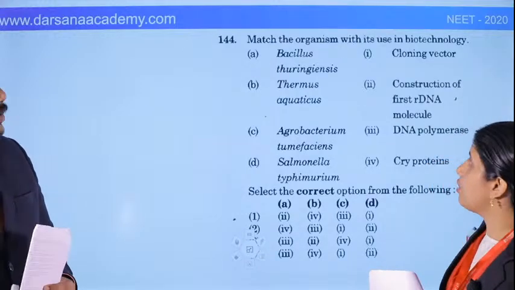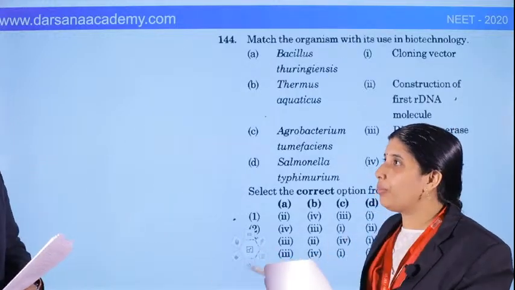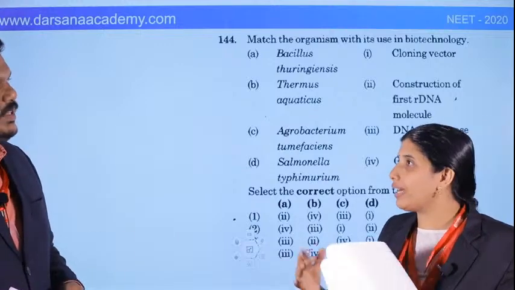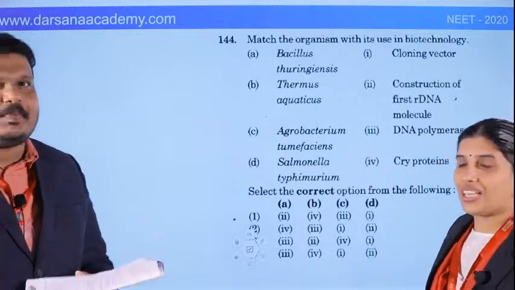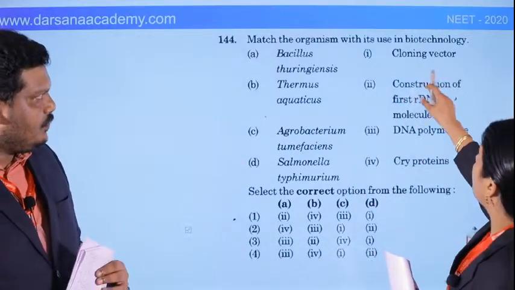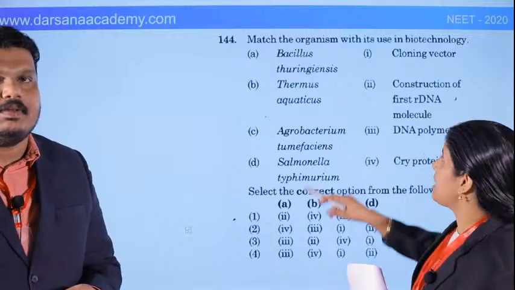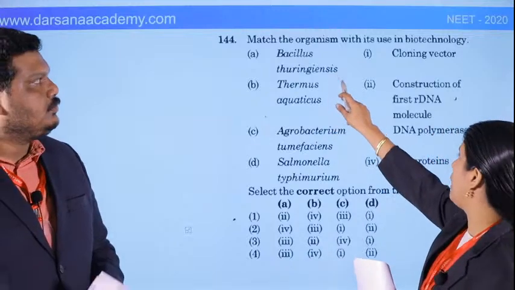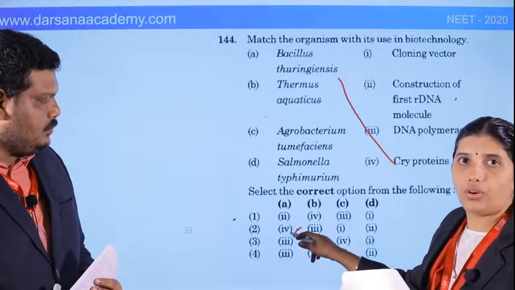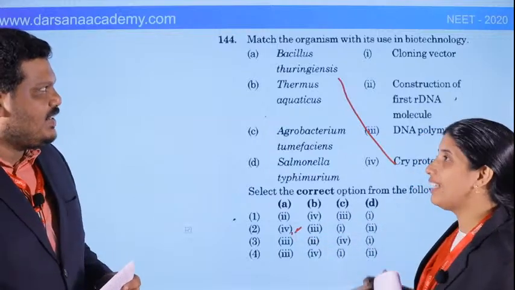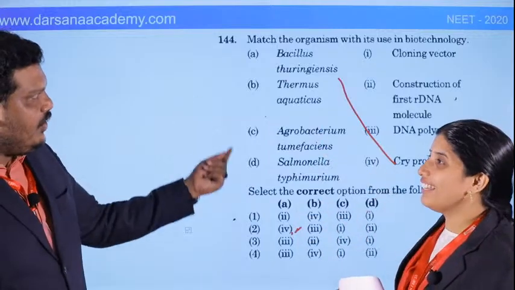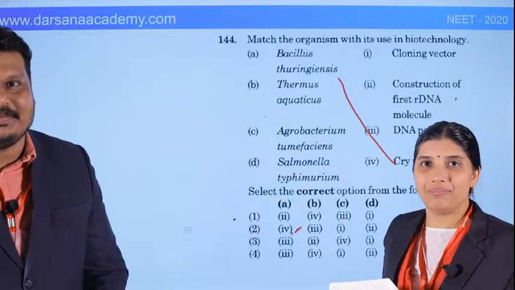And what about the next question, 144? So many match the column and match the following and incorrect pair questions, yes, that type of question. Quite time-taking questions, isn't it? Match the organisms with their use in biotechnology. That is again biotechnology. Bacillus thuringiensis, we know the cry protein, cry gene. That is A4, right? Only this one, 4. This question is a bit confusing, but even any one of these options, you can get the answer.